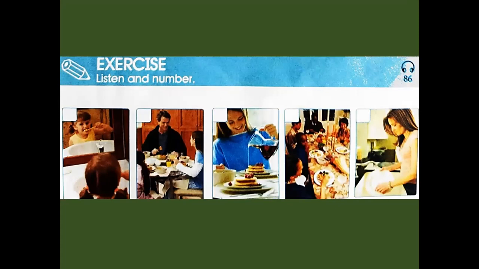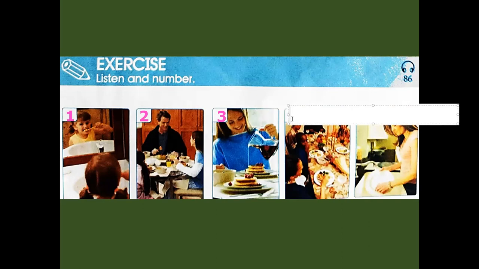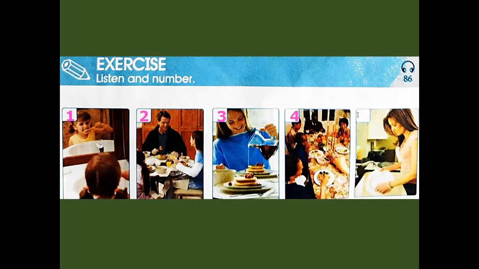Number one, brush your teeth. Brush your teeth. Number two, eat dinner. Number three, eat breakfast. Number four. No, la número dos es eat lunch, perdón, almorzar, eat lunch. Y esta de acá, donde están las velas, entonces sería eat dinner. And number four, porque están las velas, indica que es de noche. And last is wash the dishes. Number five, wash the dishes.